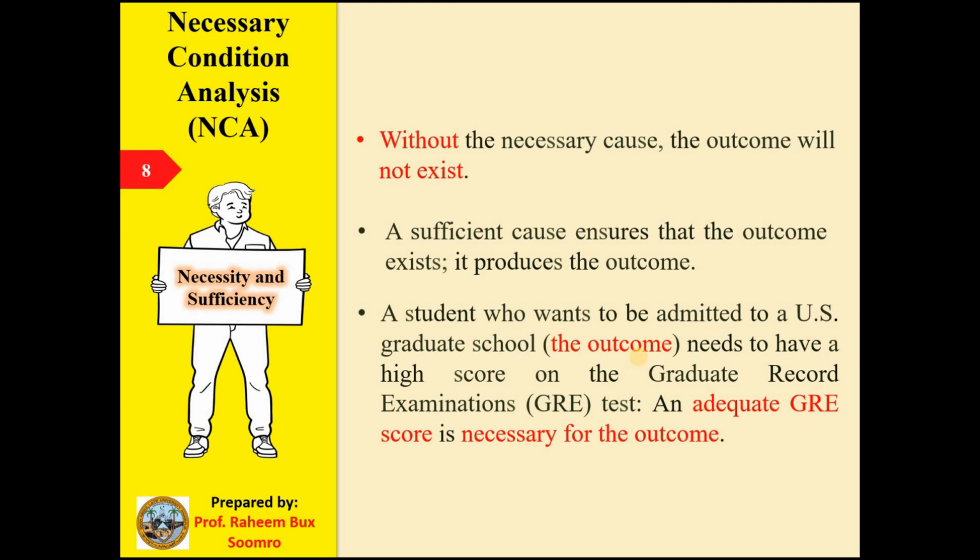So now, the necessary thing is the GRE score. GRE is very important. It's a necessary thing: if there is no minimum GRE score, you would not be able to get admission. That means the GRE score is a necessity, and the admission is your outcome. So the outcome depends on your necessity. If the necessity is fulfilled, the outcome will also be achieved.